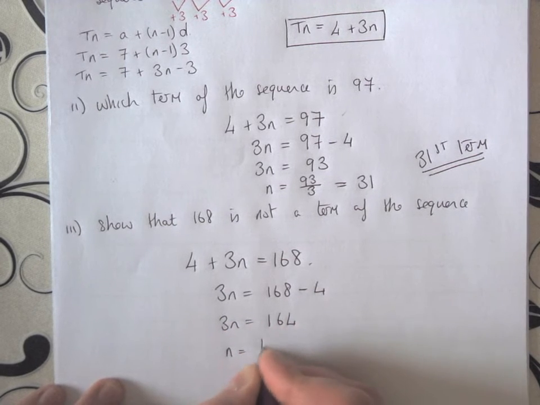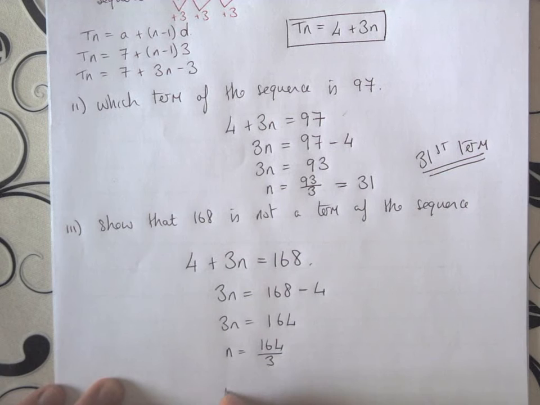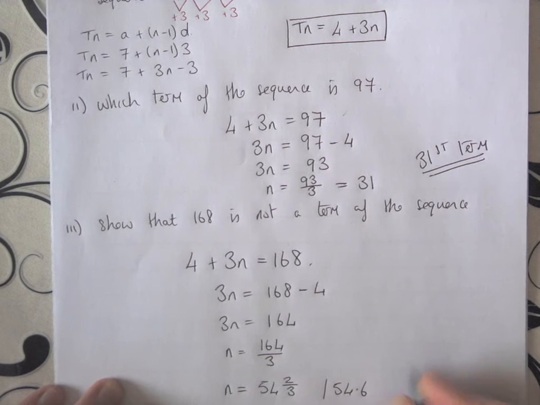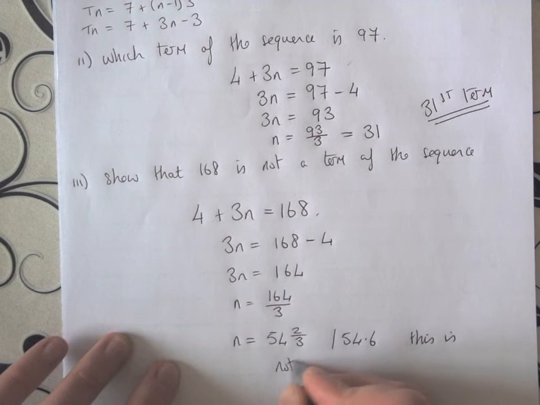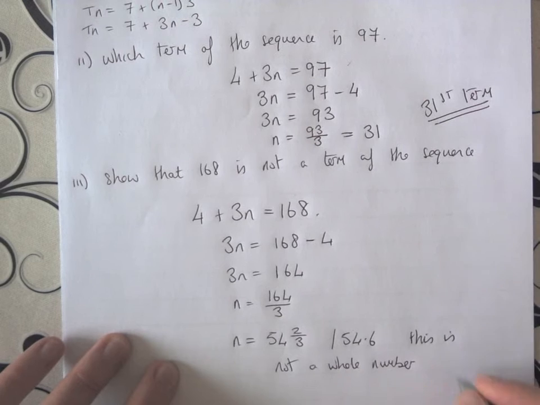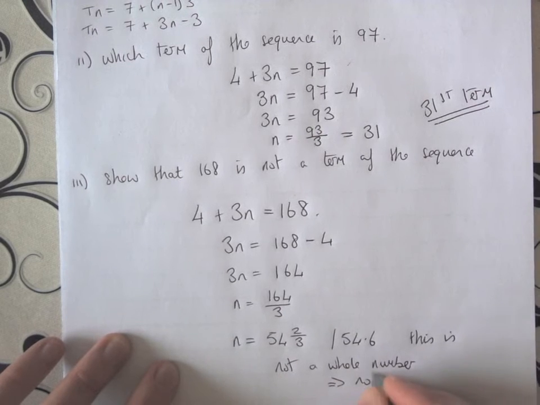To get n on its own, we divide by 3. That gives 54 and 2/3, or 54.6. This is not a whole number. So not a term. Okay.